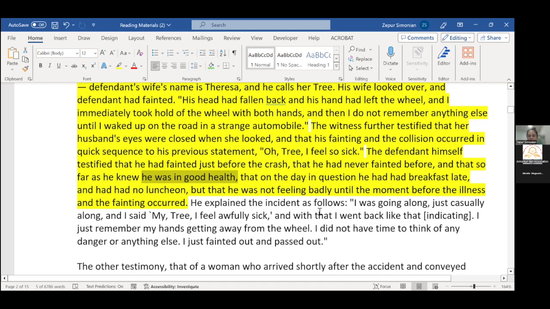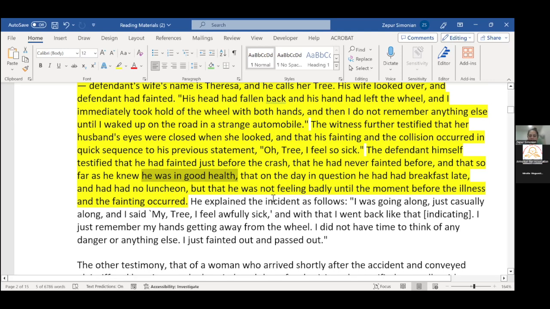And then he explained the incident as follows. "I was going along, just casually along, and I said, 'Gee, I feel awfully sick.' And with that, I went back like that," indicating. "I just remember my hands getting away from the wheel. I did not have time to think of anything, of any danger or anything else. I just fainted and passed out."